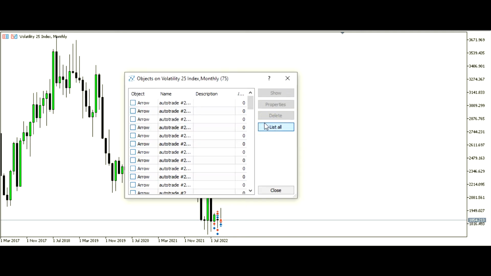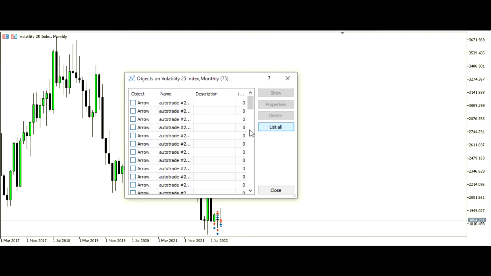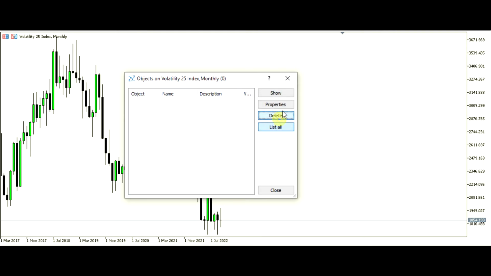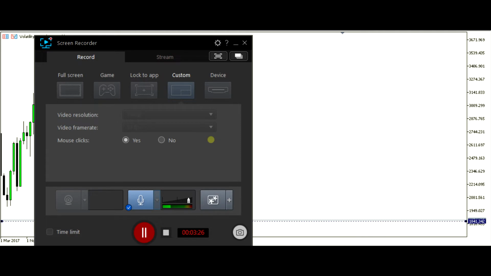Let me quickly remove everything from my chart. Then we are good to go. So take note of what is happening below this area. I want you to take good note of what's actually happening below that area.